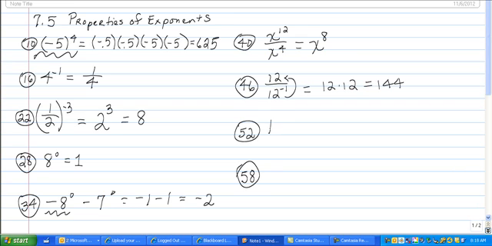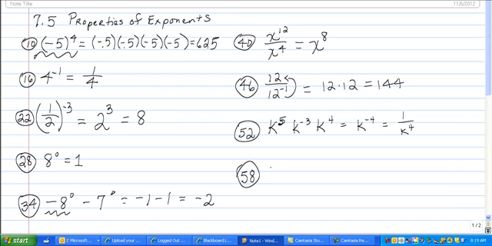52, we have k to the negative 5, sorry about that, negative 5. Got to read more carefully. K to the negative 3 times k to the 4th. Okay, so we want to add our exponents. Negative 5 plus negative 3 would be negative 8, plus 4 is negative 4, which is 1 over k to the 4th.